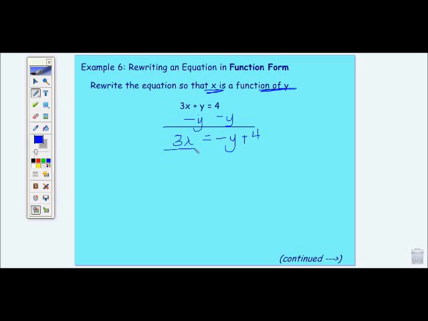Now I need to get x by itself, so I'm going to divide both sides by 3, giving me x equals, and I can't do any reducing here, so I will just leave it in the form of negative y plus 4 divided by 3.